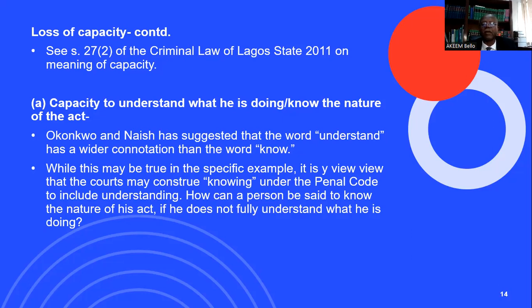Okonkwo and Nash have suggested that the word understand has a wider connotation than the word know. While this may be true in the specific example, it is my view that the courts may construe knowing under the penal code to include understanding. Because how can a person be said to know the nature of his act if he does not fully understand what he is doing? So the first leg is capacity to understand what he is doing, or capacity to know the nature of his act. To understand what he's doing is under the criminal code. To know the nature of the act is under the penal code.